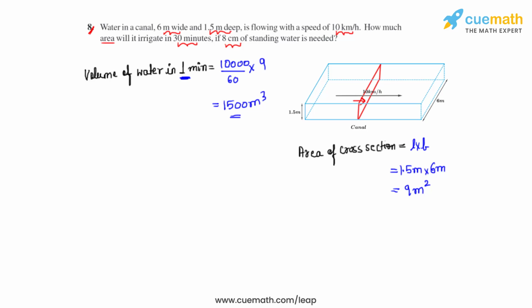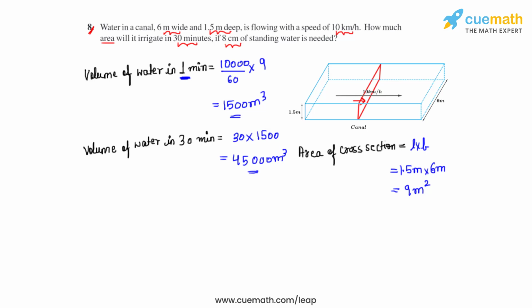So the next thing that we can do is find out the volume of water that flows through the canal in 30 minutes. And that will be equal to 30 times the volume of water that flows through the canal in 1 minute, which is 1500. So that gives us the answer as 45,000 meter cube of water flowing through the canal in 30 minutes.